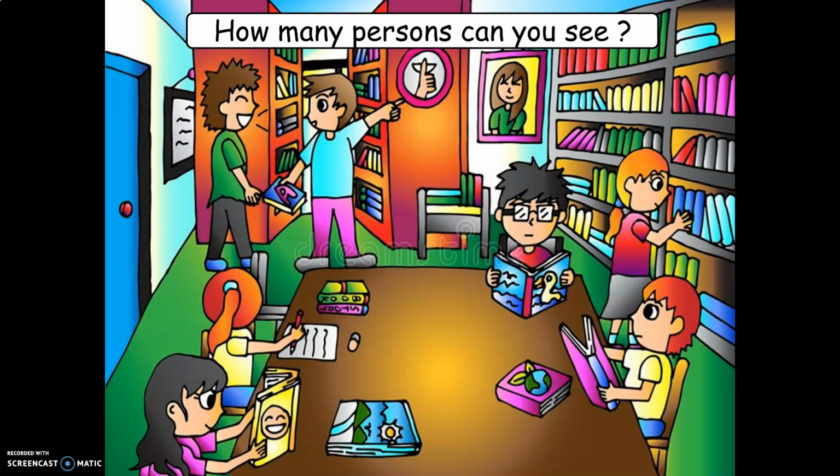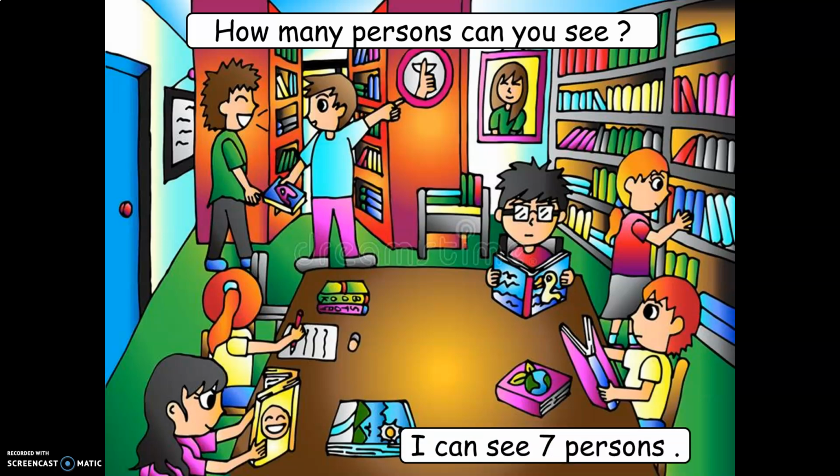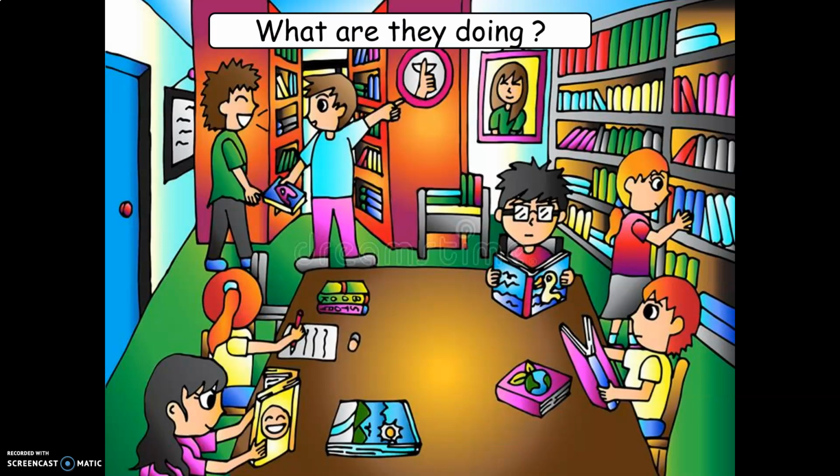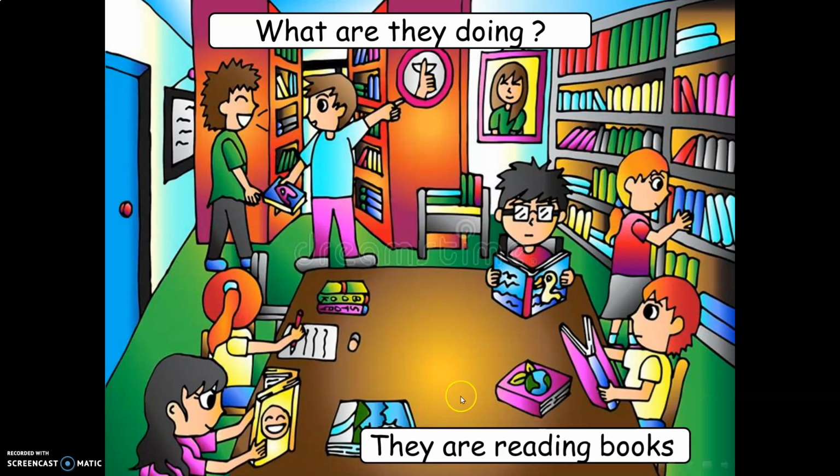How many persons can you see in this picture? Let's count them together. 1, 2, 3, 4, 5, 6, 7. I can see 7 persons in the picture. Now, what are they doing, girls? They are reading books.